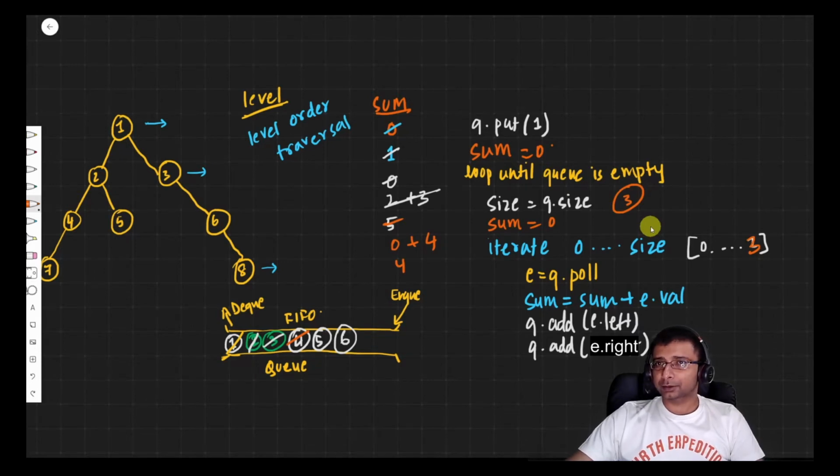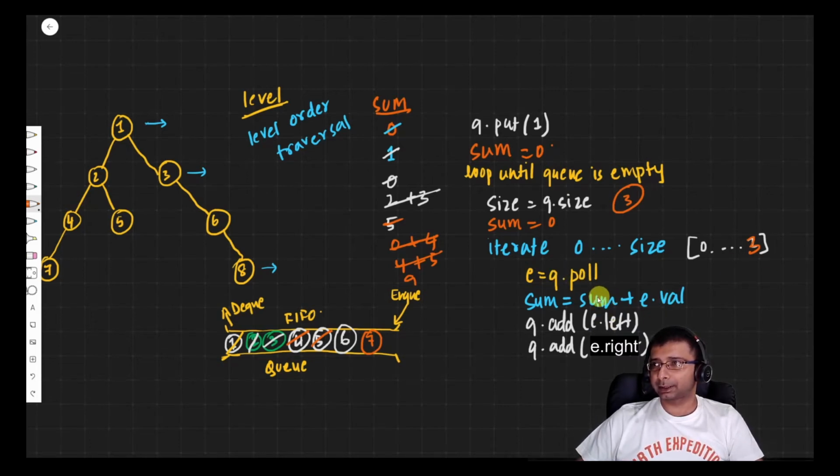We add 4's left child and right child, so we put a 7 in the queue. 4 doesn't have a right child. So this loop has executed one time. Now it will go for the second time and get a 5 out of the queue. We do 4 plus 5, and put a 9 inside the variable sum. We'd add 5's left and right child, but 5 has neither. So this loop is done iterating 2 times.